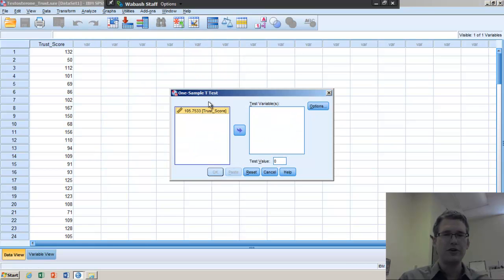Then move over your dependent measure, that's our trust scores here. It's the only variable in this data set. And at that point, you're pretty much good to go.